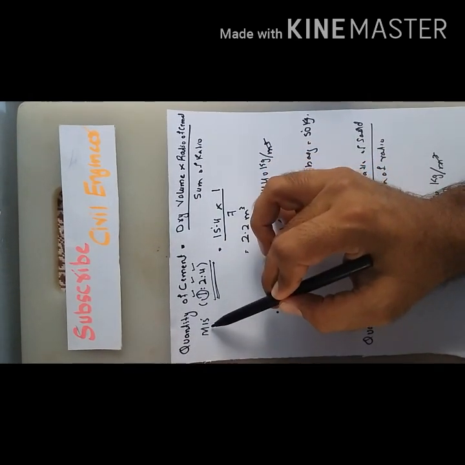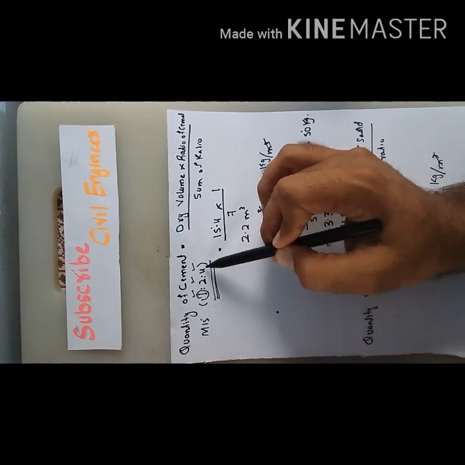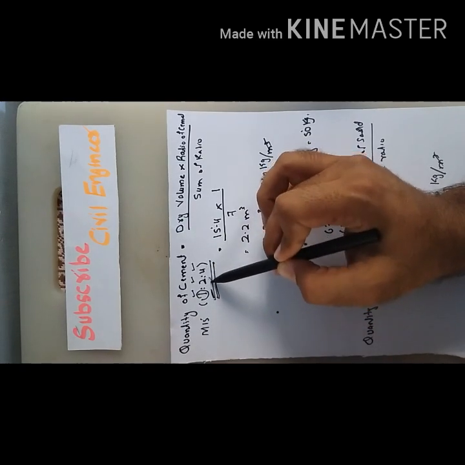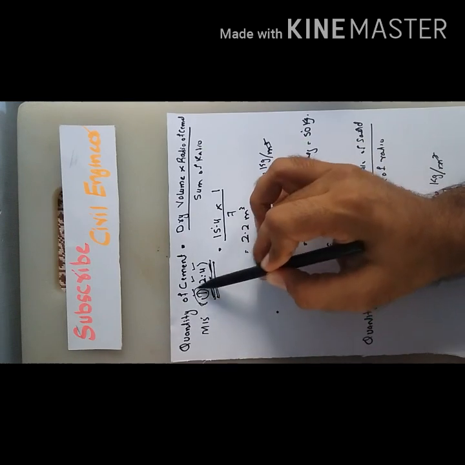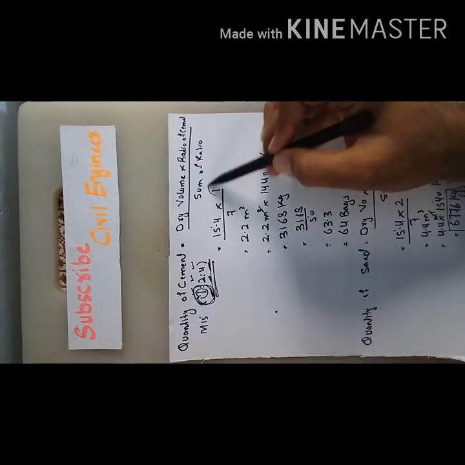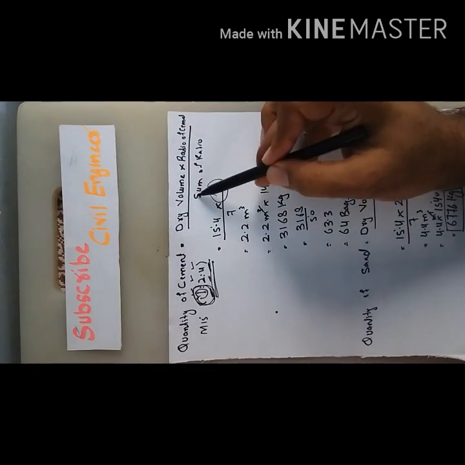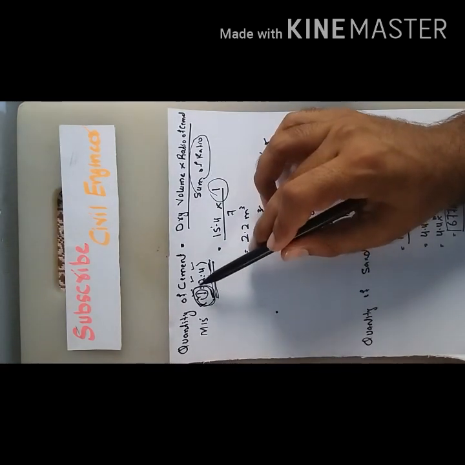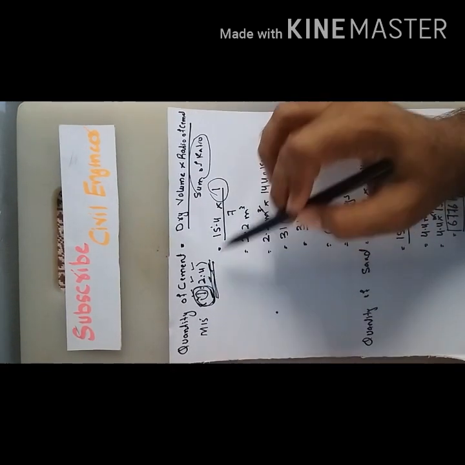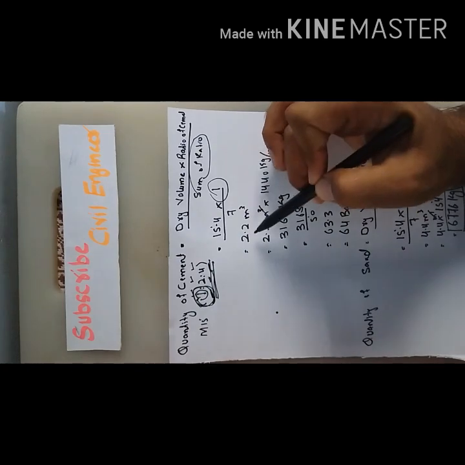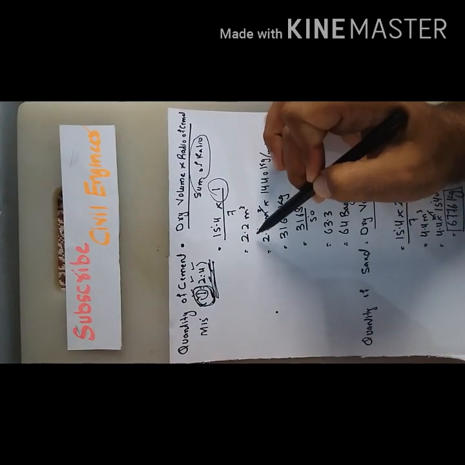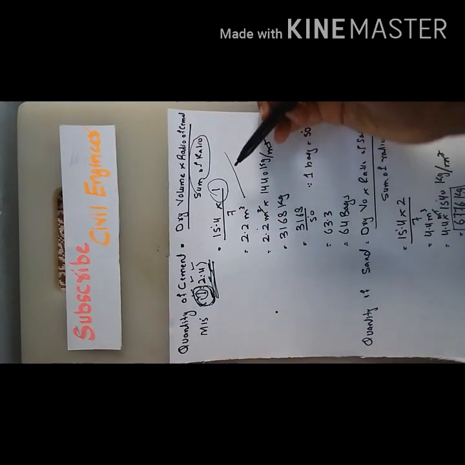Our grade is M15. It means 1:2:4. And here it is cement, it is sand, and it is coarse aggregate. It is the ratio of cement. We will put the ratio of cement here divided by sum of ratio. There are three ratios, 1:2:4, and their sum is 7. We put here, and then we calculate, and the quantity of cement will come 2.2 cubic meter.